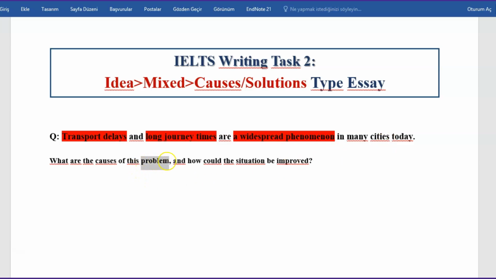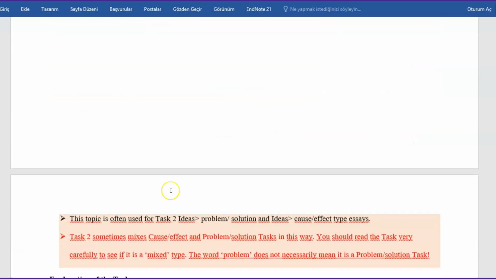When we see problem vocabulary here, that doesn't mean this is a problem and solution type essay. In your real exam, try to read the question 2 or 3 times. What are the causes of this problem? Cause. And how could the situation be improved? What are the solutions for this question? Cause and solution. So this is a mixed type ideas question, right?